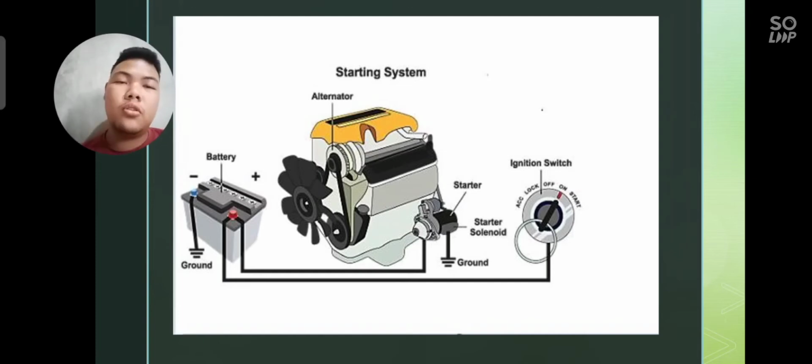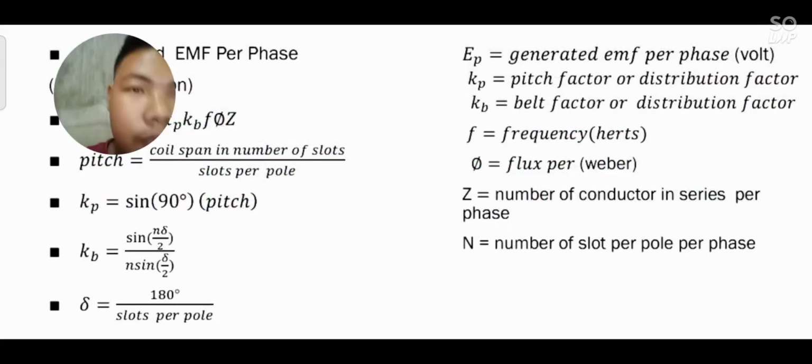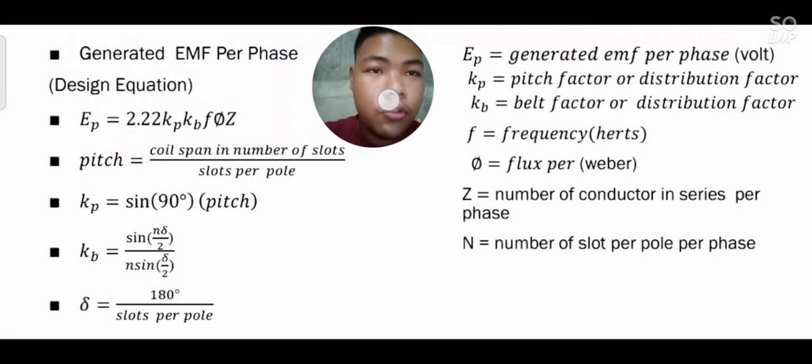So let's proceed to the formula. We have generated EMF per phase. E sub P equals 2.22 K sub P K sub B F flux Z.